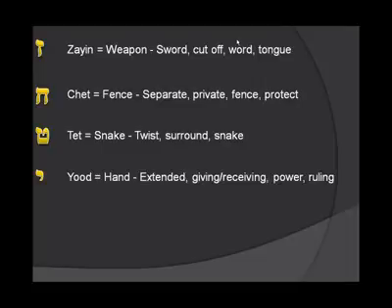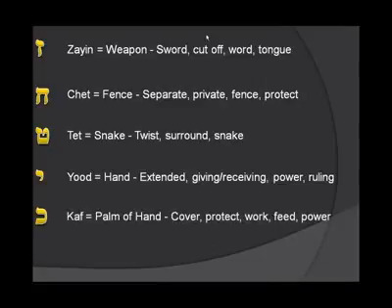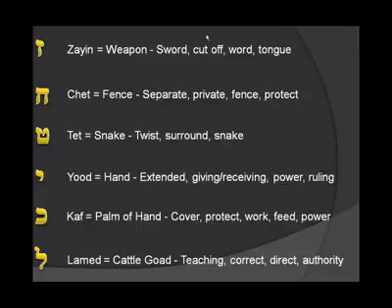Yud, let's go through Yud again. Yud is a hand, extended, giving, receiving, power or ruling. Then Kaf is the palm of a hand. It means to cover, protect, work, feed, or power as well. Then Lamed is a cattle goad. It speaks of teaching, to correct, to direct, and authority.